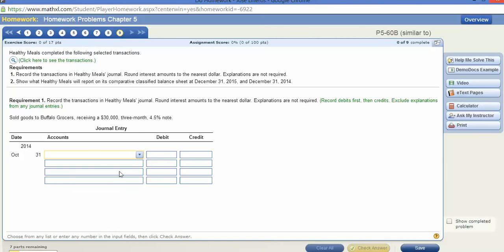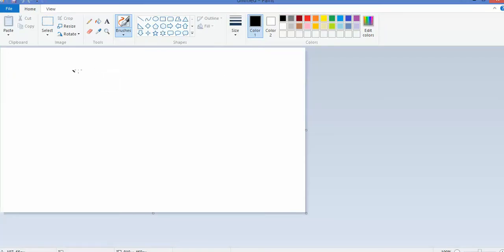Before we start working the entry, I want to show you how much you would receive over an entire year on this note. This is a $30,000 note. It's good for 3 months, so it's a current asset. That means it will be payable within 3 months, and it's a 4.5% note. So let's look at what that looks like. We got 30,000 at 4.5.